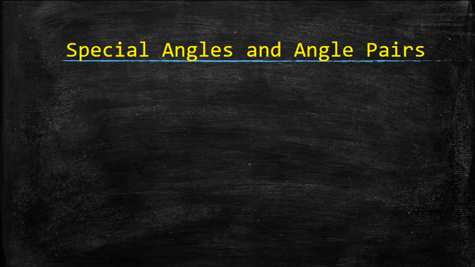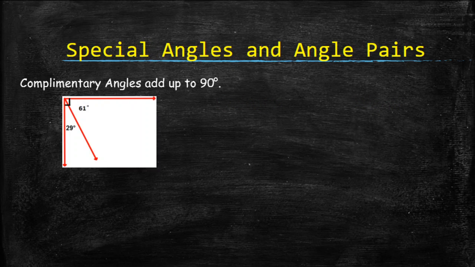Our special angles and our angle pairs. Complementary angles add up to 90 degrees. So we think if somebody gives you a compliment, they compliment you. You can say, thanks, you're right. Compliment, right angle. So they add up to 90 degrees.